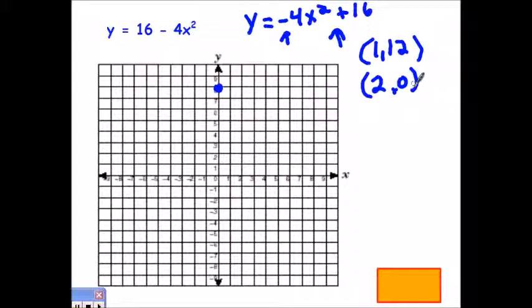So we're going to graph those points. 1, 12. Remember, 1's going to be here, and then 12, we're going by 2's. And then 2, 0. 2 would be here, and then 0. And I do my points of symmetry, would be right there, and right there. So now I have enough points to do my parabola.